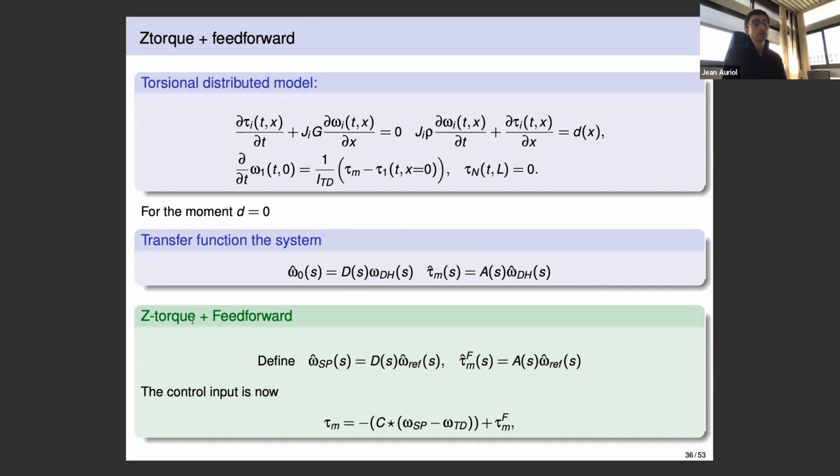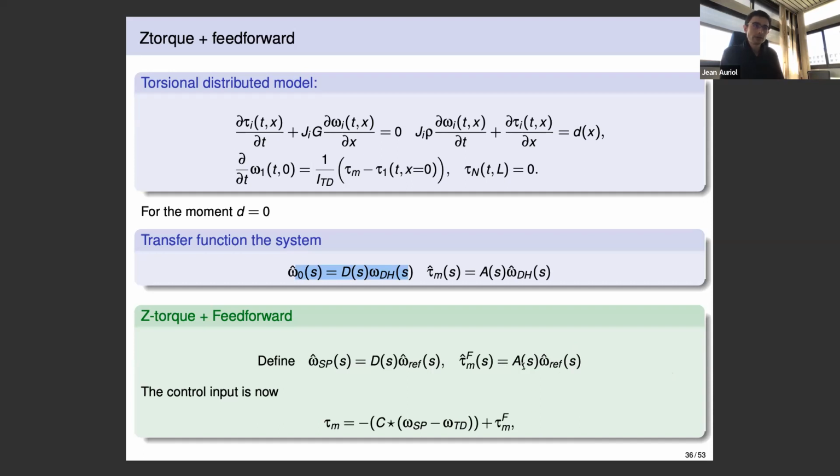And now you can combine the Z-torque procedure with the feed-forward control law. I mean, you want the downhole velocity to reach omega f. So if you use this equation and you replace omega downhole by omega f, then it gives you the corresponding set point, the corresponding top drive velocity. So you know the top drive velocity you want to reach, and then you can simply find the corresponding motor torque to reach this velocity.